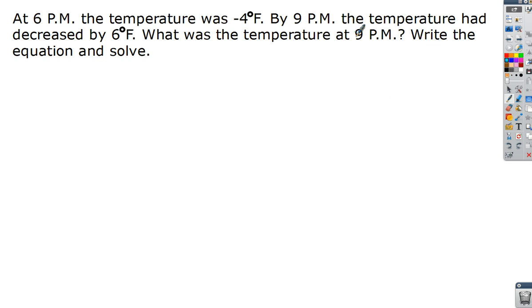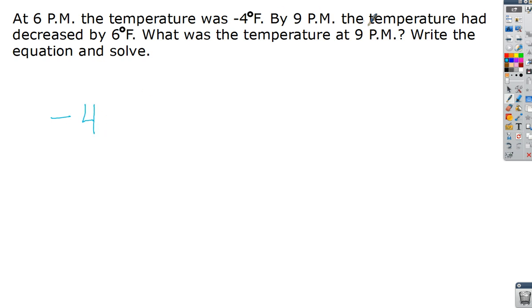So we're trying to figure out what the temperature was at 9 p.m. And don't be tricked because it says by 9 p.m. the temperature had decreased. Don't just assume the answer is 6, because it's not. We need to think of what the temperature was at 6 p.m. It was -4.